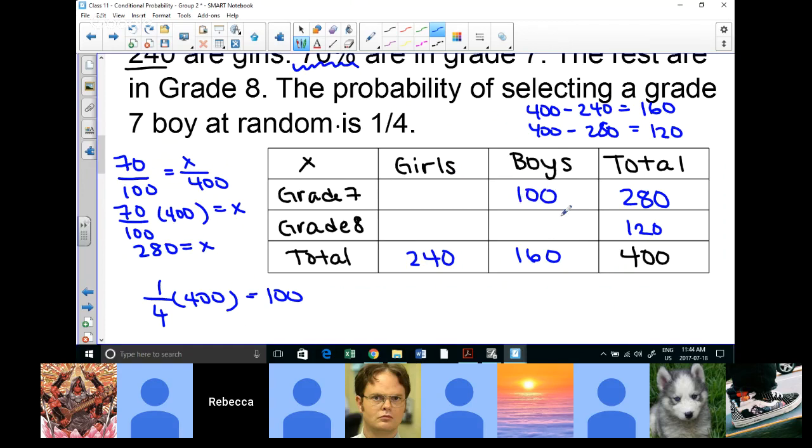From there, I can fill everything else out. If there are 160 boys, 100 of them are in grade 7. I have 60 in grade 8. If in total in grade 8, I have 120 kids, 60 of them are boys, that means 60 of them are girls. If I have 240 girls and 60 of them are in grade 8, then 180 of them are in grade 7.